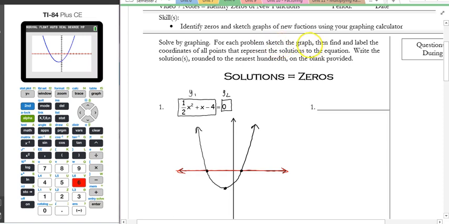For each problem, sketch the graph. Now I want to find and label the coordinates of all points that represent solutions. Solutions, if you recall from earlier in the unit, are zeros. And just talked about that earlier. But also recall from earlier in our school year, solutions of systems of equations, which is essentially what we did since we had something in y1 and y2, are my intersections.